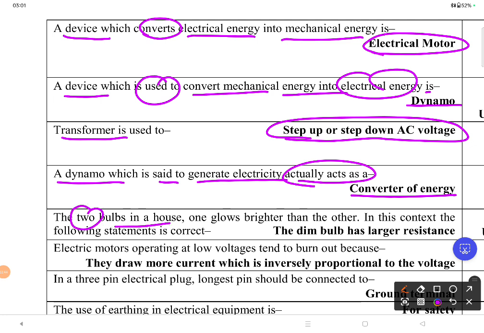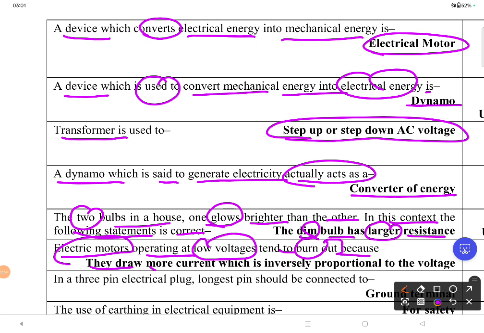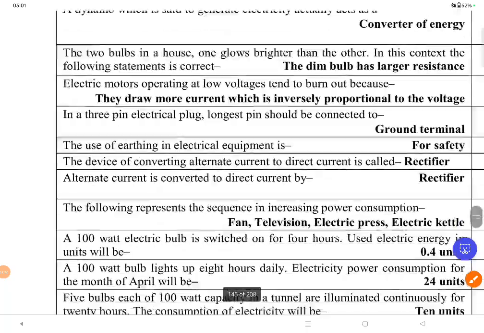Two bulbs in a house, one glows brighter than the other. In this context, the following statement is correct: the dim bulb has larger resistance. Electric motors operating at low voltages tend to burn out because they draw more current, which is inversely proportional to the voltage.